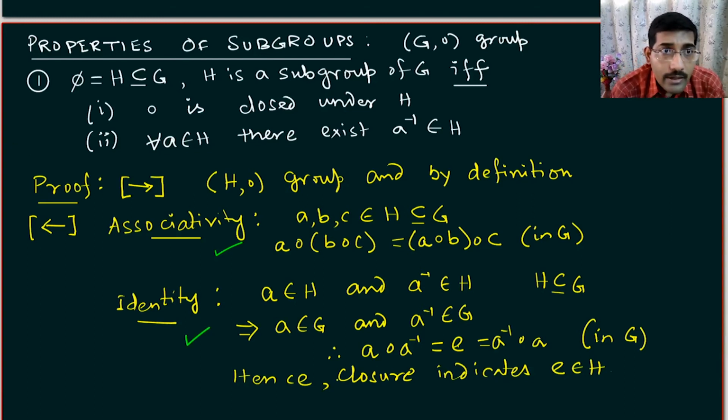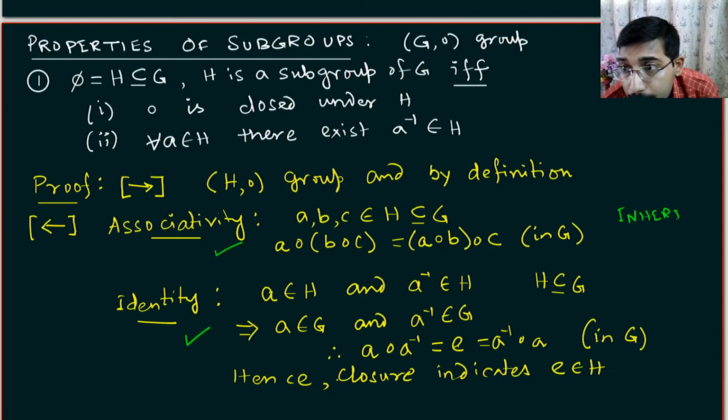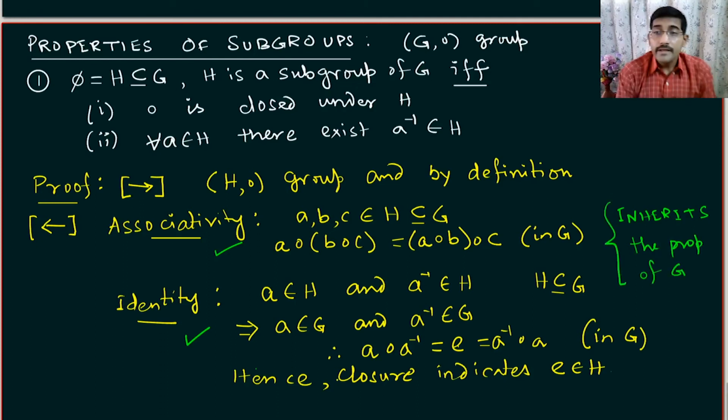Actually, what we have done here is something called inheriting the property of G. In both cases, since H is a subset, we inherited the property of G.